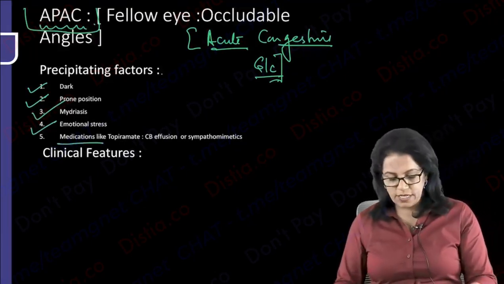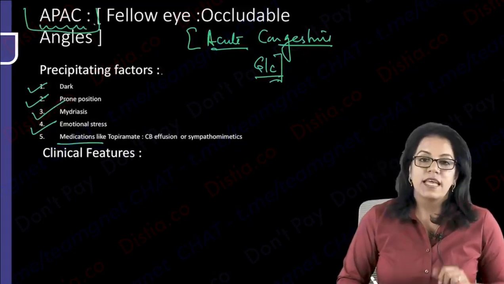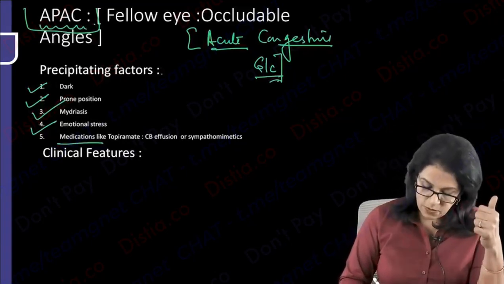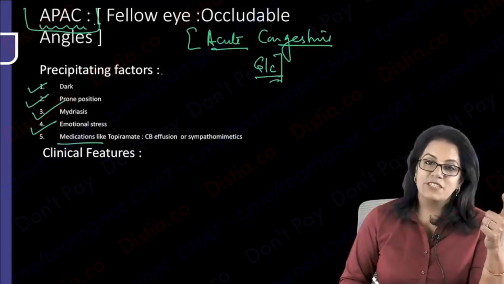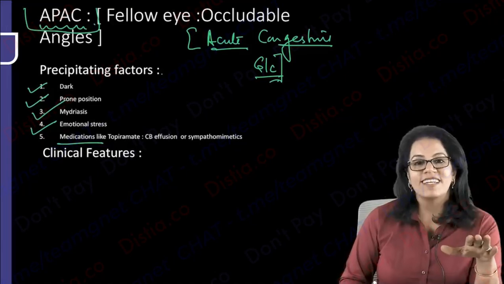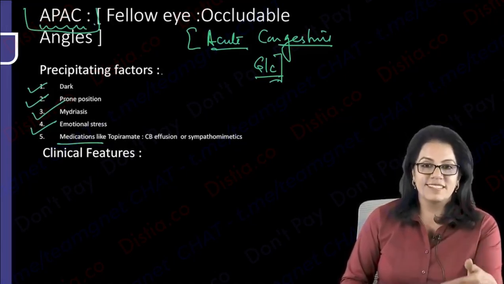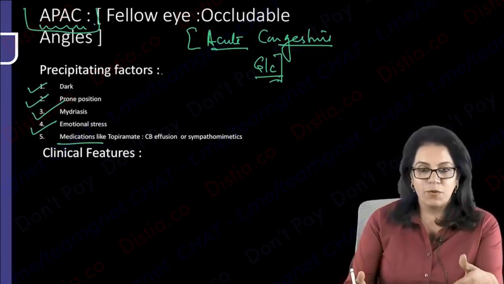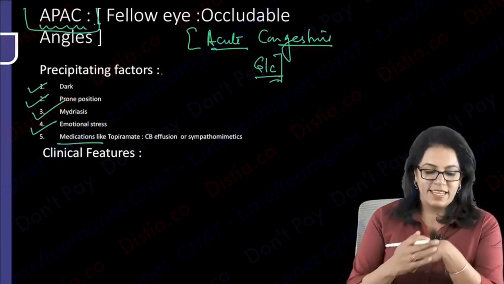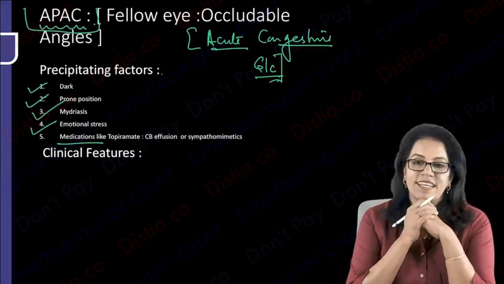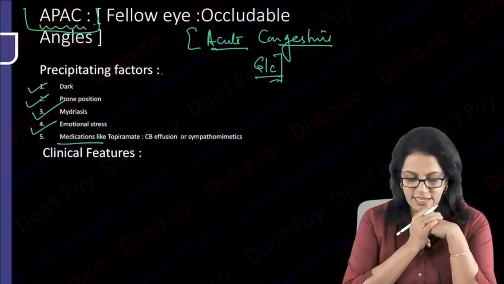Please write it down. This was a little quick, but I want you to note it down. What are the precipitating factors? Please write down darkness, prone position. These are the basis of provocative tests, right? We go for the dark room prone test, make the patient lie prone in the dark room for 1 hour. So that is DRPPT, dark room prone provocative test.